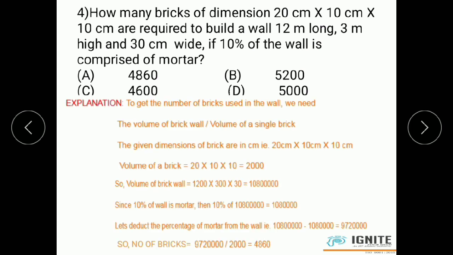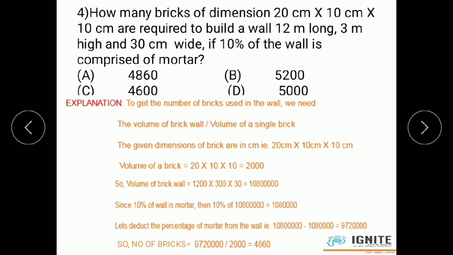Okay. To get the number of bricks used in the wall, we need the volume of the brick wall divided by the volume of a single brick. Here the dimensions of the bricks are given: 20 centimeter, 10 centimeter and 10 centimeter. Therefore, the volume of a single brick equals 20 into 10 into 10 equals 2000. Clear? Here the dimensions are given in centimeter.